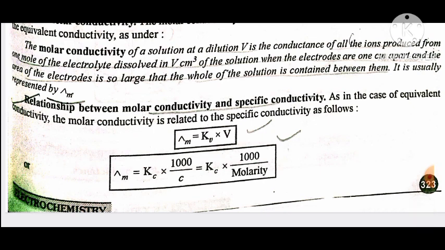Relationship between molar and specific conductivity. As in the case of equivalent conductivity, the molar conductivity is related to the specific conductivity as follows. Lambda m is equal to K times V. Lambda m is equal to K times 1000 upon C, which is equal to K times 1000 upon molarity.